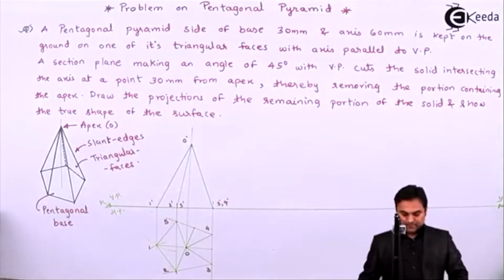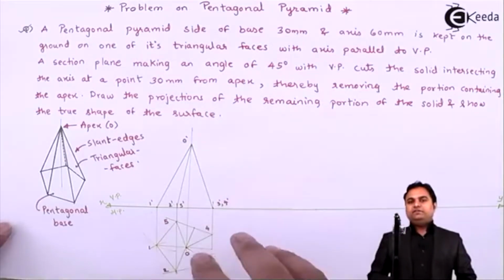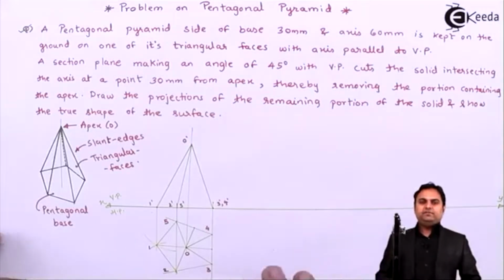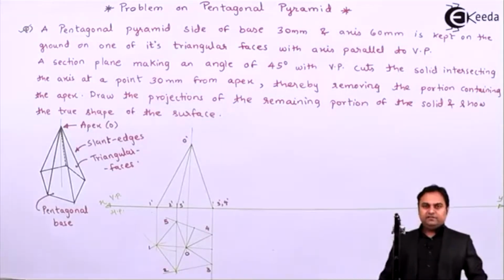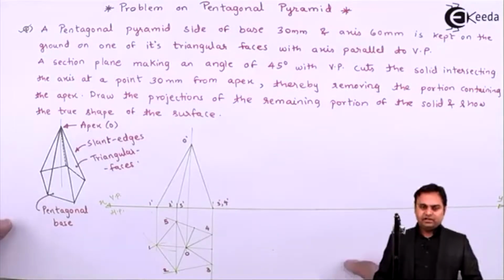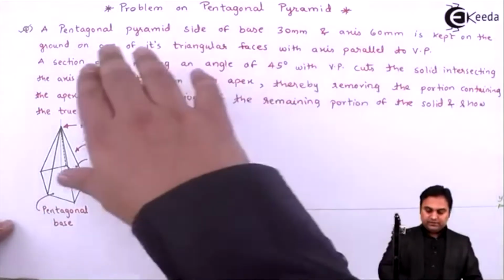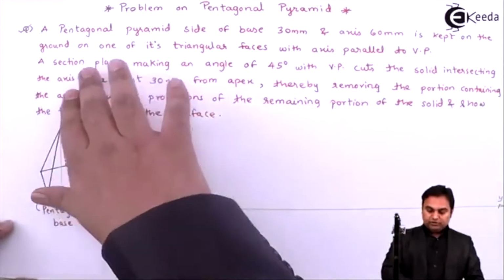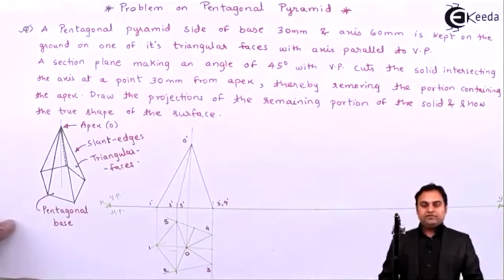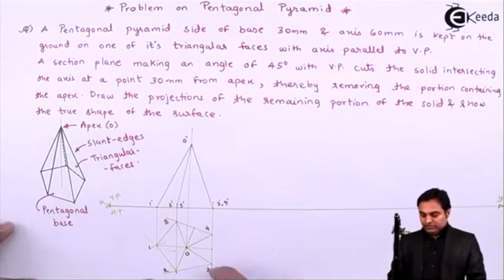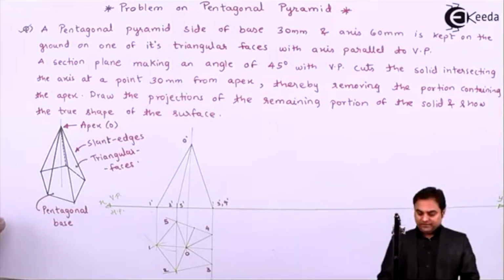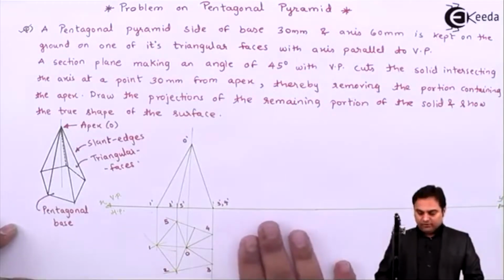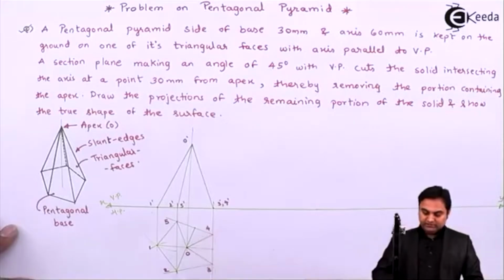Point O dash. Now I won't be making it dark just now, because until we have the cutting plane, we have to leave it light, and then I will make it dark. So the condition is pentagonal pyramid, side of base 30 mm, axis 60 mm, kept on the ground on one of its triangular faces. So I have to tilt this pyramid in such a way that this triangular face O34 is on the ground, and this will be on the ground when I look in the front.